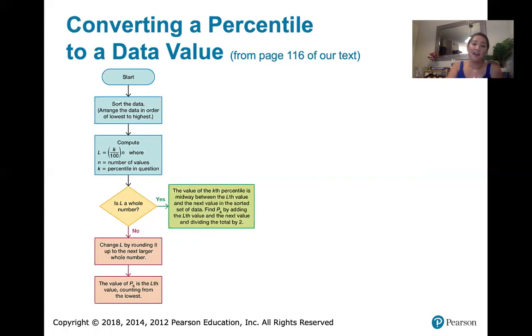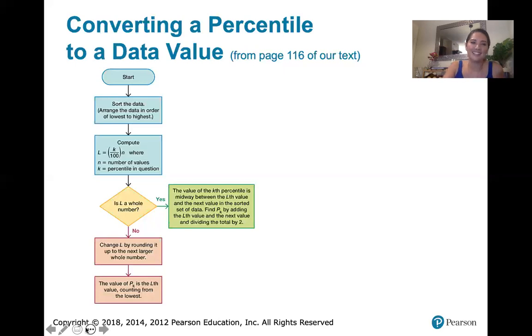Now, if L happens to be a whole number, we're actually not going to look at that data value. We're going to say at that point that the kth percentile is not that data value, but it's halfway in between that value and the next one. So if L is a whole number, and let's say L is equal to 20, we're going to say that the kth percentile is halfway between the 20th value on the list and the 21st value on the list. Now, if L isn't a whole number, you're just going to round up, and that number that you see there is going to be called the kth percentile.